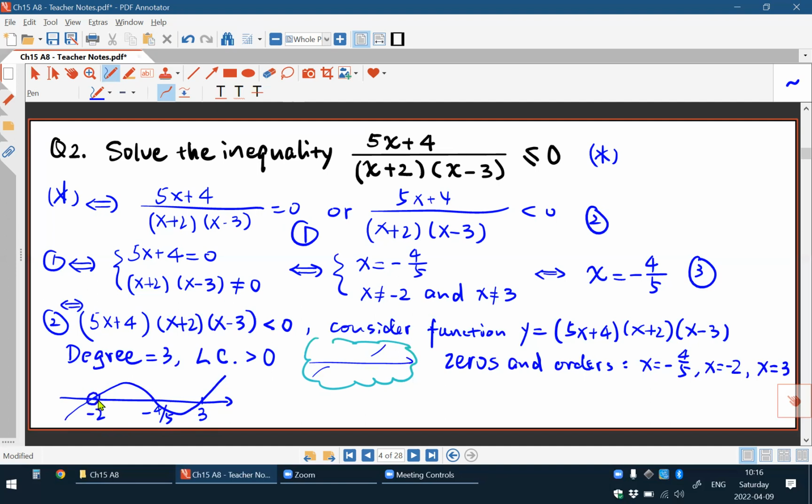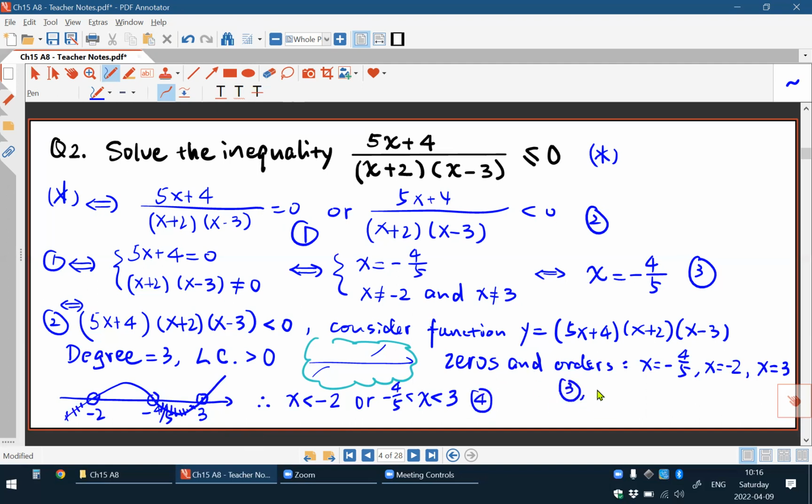Because 1 is an odd number, and it cannot be any of the zeros. Therefore, our task is to find any interval that makes this function less than 0, as shown here. Therefore, the solution to inequality number 2 is x can be less than -2, or x can also be within -4/5 and 3. This interval will make it less than 0, and this interval will also make it less than 0. Let's call this number 4.